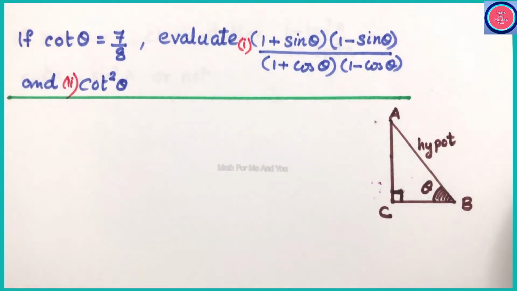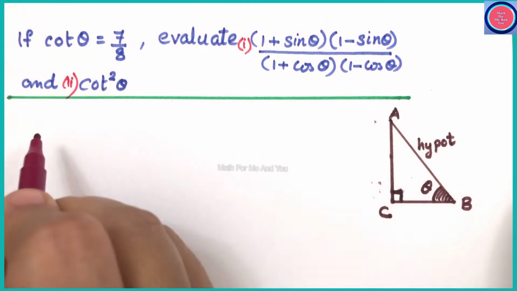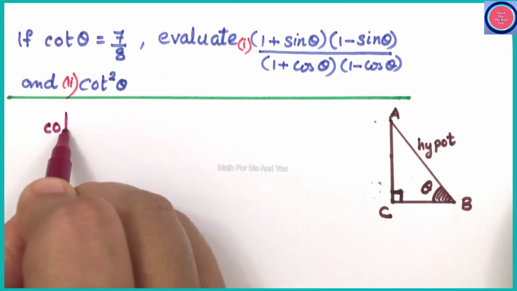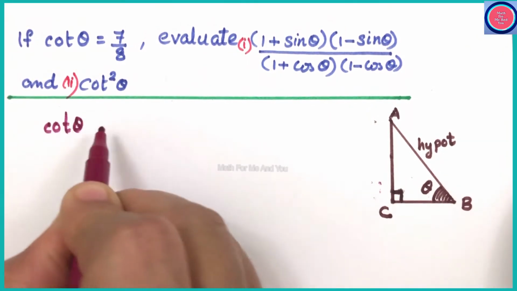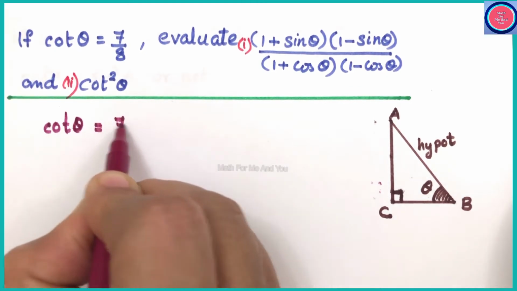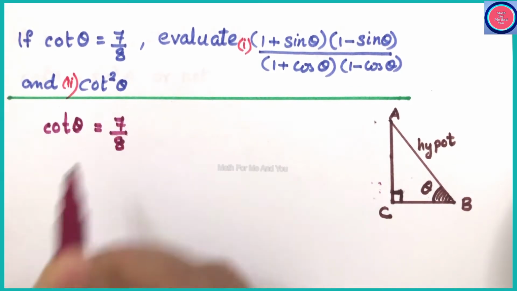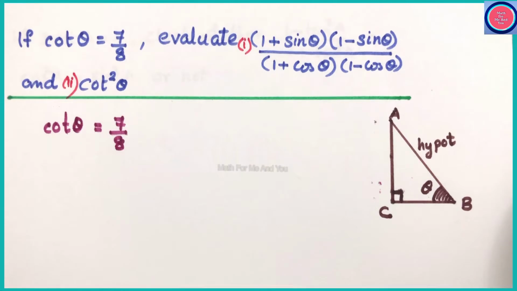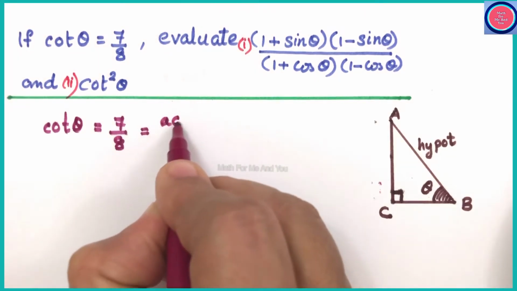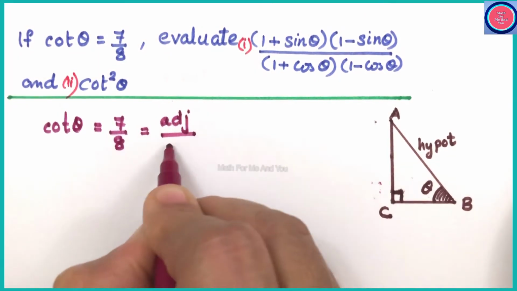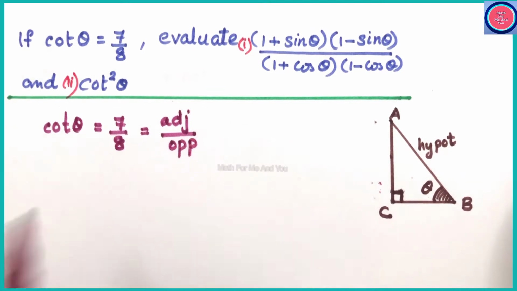And it's given in the question that cot theta equals 7 over 8. Let's start from that ratio. Cot theta equals 7 over 8. And then we can find the value of question number 1 and question number 2. What is the ratio cot? Cot is the ratio connecting adjacent side and opposite side. That means adjacent side to angle theta divided by opposite side to angle theta. Because we are considering cot theta.